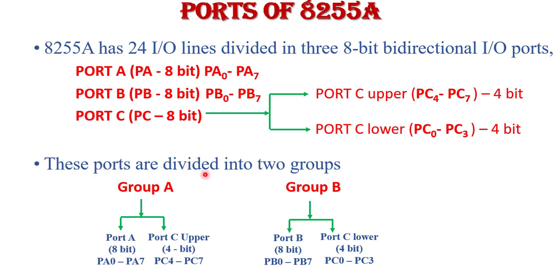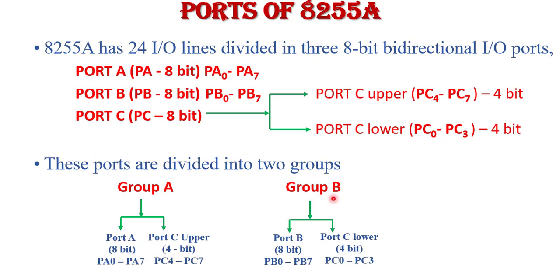Now these ports are divided into two groups, group A and group B. Group A has 12 bits, group B also has 12 lines. Group A has the complete port A, which means the 8 bits of port A, PA0 to PA7, and the port C upper, which means the upper part of port C, 4 bits PC4 to PC7. So these make group A of 12 bits.